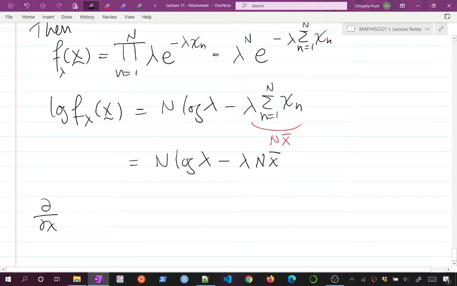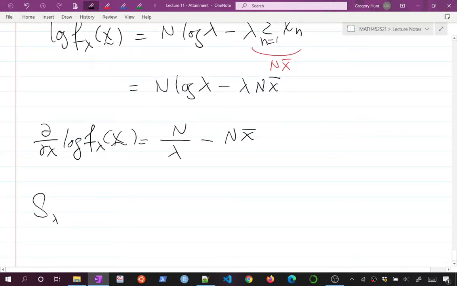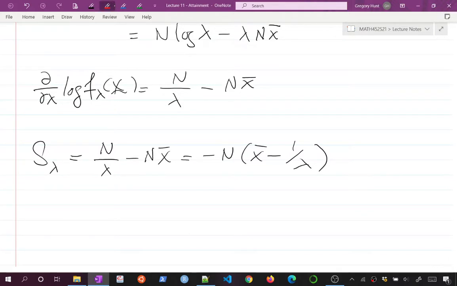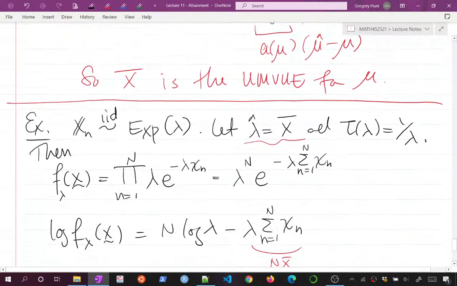And the derivative with respect to lambda of the log of my joint is the derivative of log lambda, which is n over lambda, and this just becomes n x bar, right? So my score, which depends on my unknown parameter lambda, is n over lambda minus n x bar, which again, pretty simply, if I take out a negative n, I'll get x bar minus 1 over lambda. And Bob's your uncle, this is how it works. This is a of lambda, doesn't actually depend on lambda. This is lambda hat. And this is what we're calling tau of lambda, or maybe we didn't call it that, but you could. Yeah, we did call it that, right?